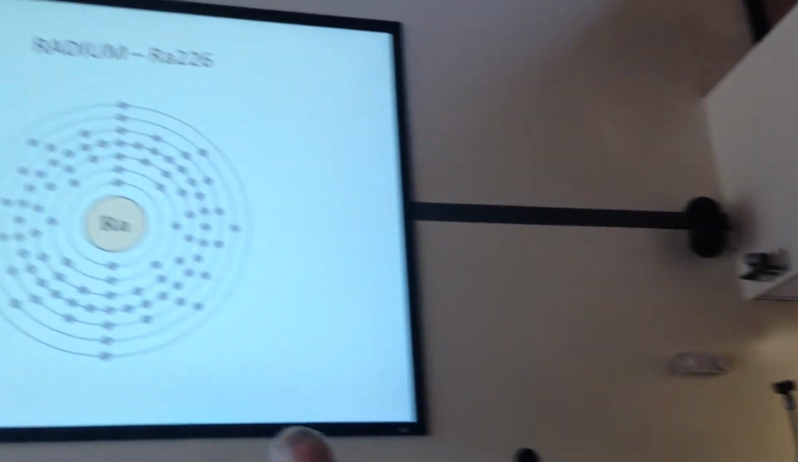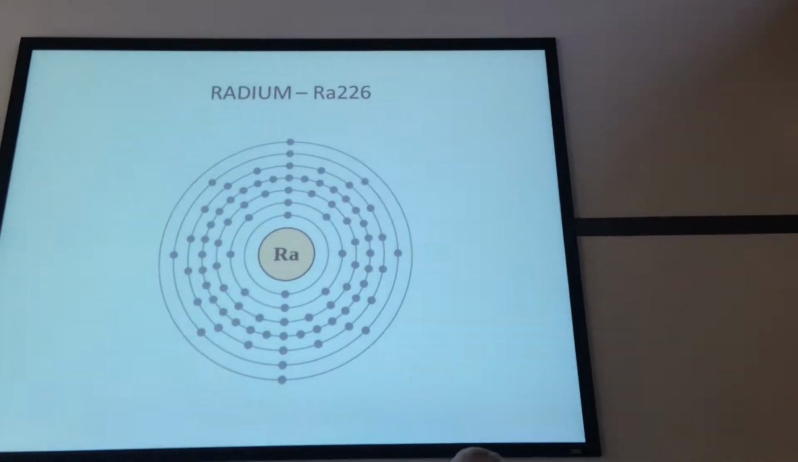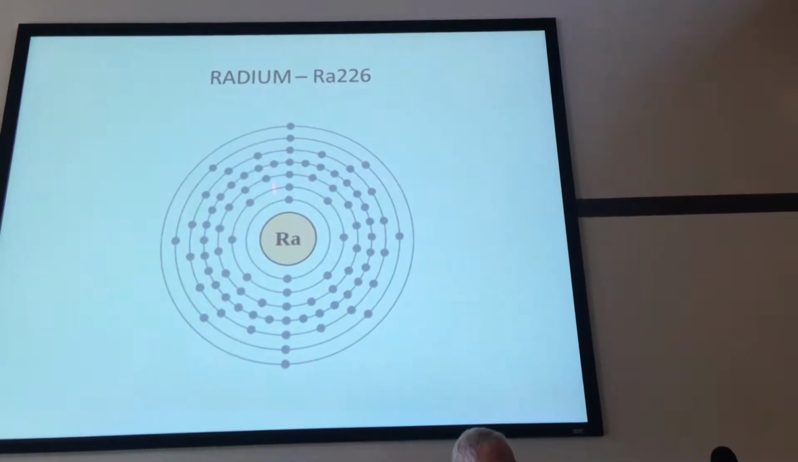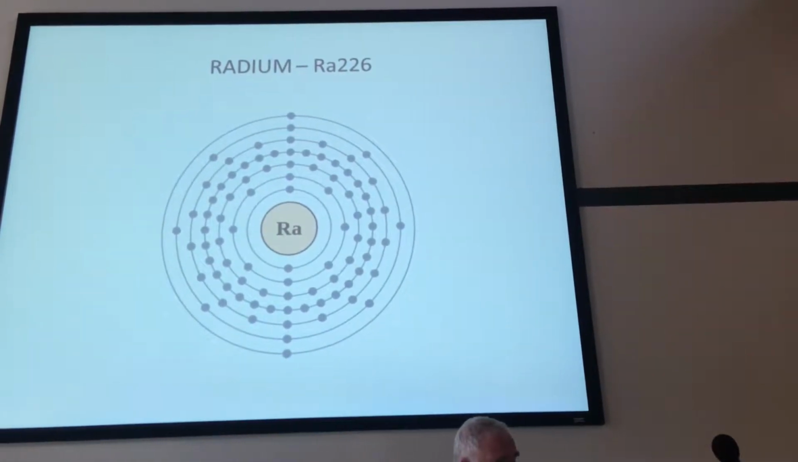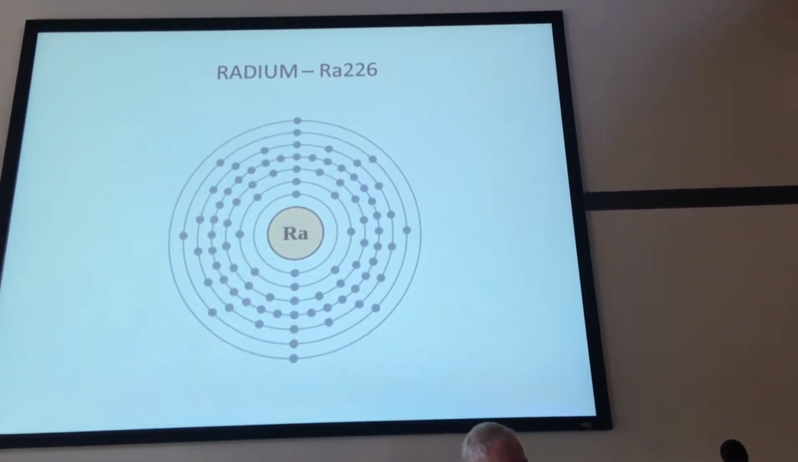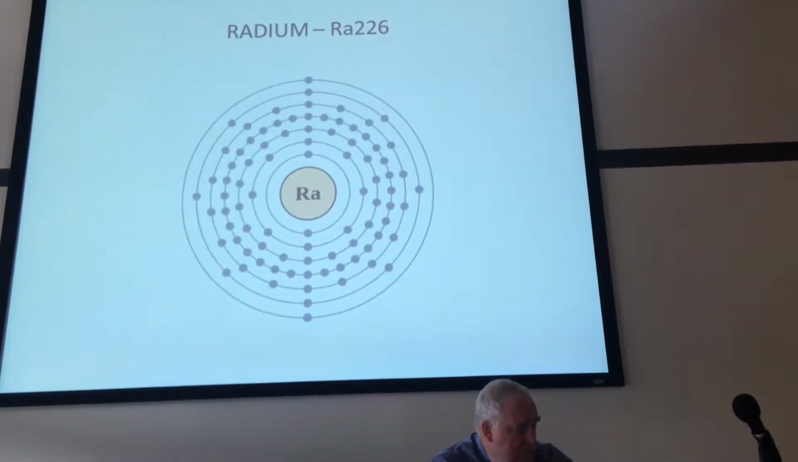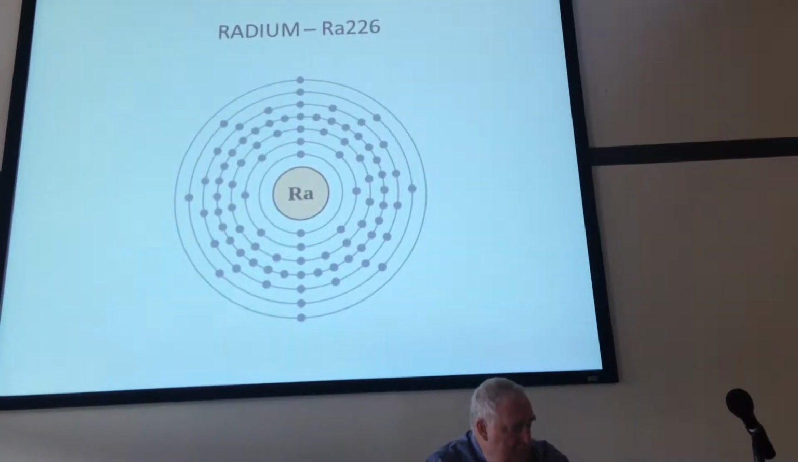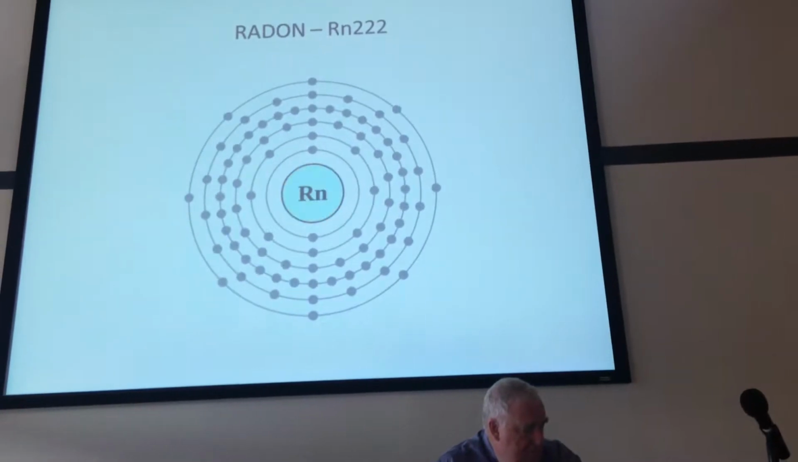This is radium. This is even more reactive than uranium. Again, we only have 2 electrons in the outer band. This is one of the most reactive of the elements in the nuclear cycle.